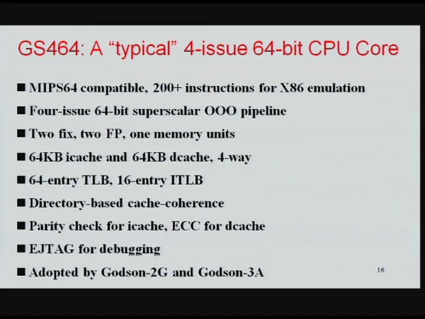The core used in Godson 3A and 2G we call the Godson 464, which means a 4-issue 64-bit CPU core. It's a typical, standard 4-issue CPU core, MIPS64 compatible, with a 4-issue 64-bit superscalar out-of-order pipeline. It has 2 fixed point units, 2 floating point units, 1 memory unit, 64K byte I cache and 64K byte D cache, both four-way associative. We have a TLB, a directory-based cache coherence protocol, directory support in the level 2 cache, and so on. This core, as I said, is adopted by Godson 2G and 3A.